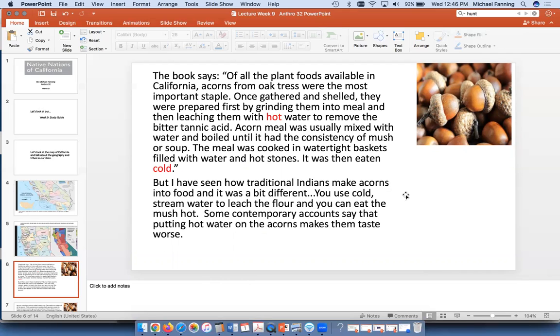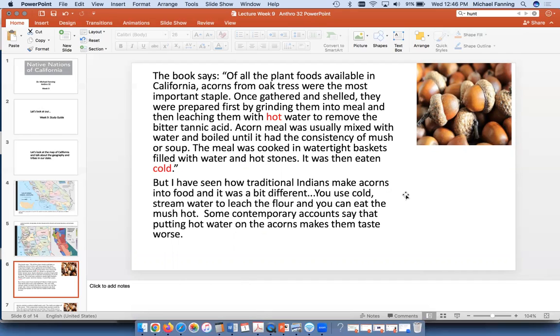Those acorns cannot be eaten raw by humans. Wild pigs and goats and other animals can eat them raw, but we can't because they have tannic acid. Tannic acid is a sort of bitter-tasting chemical that's in it. And if you were to eat too much of it, it would make you sick.